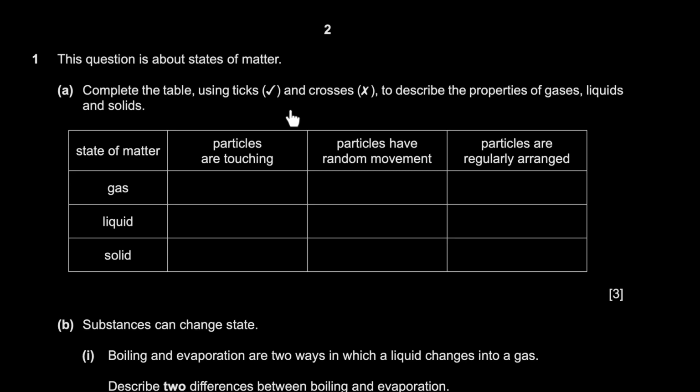Complete the table using ticks and crosses to describe the properties of liquids, gases, and solids. I'm not going to put the cross just because it's a little bit clear, but if I leave it blank, that means you need to put a cross over there. Particles that are touching, that's true for liquids and solids. Particles have random movement, so liquids are randomly moving, gases are randomly moving. Particles are regularly arranged. That's only true for solids. Pretty easy, I think.